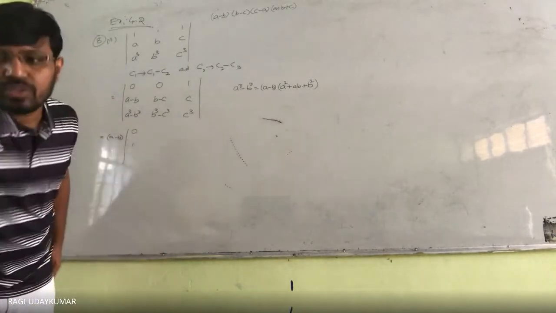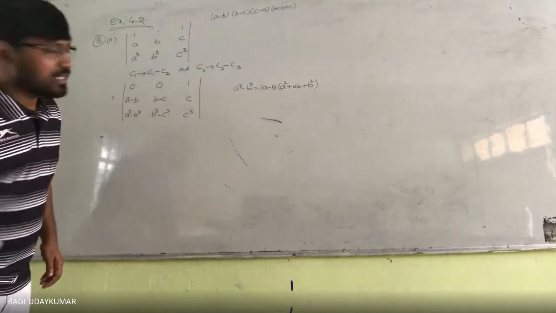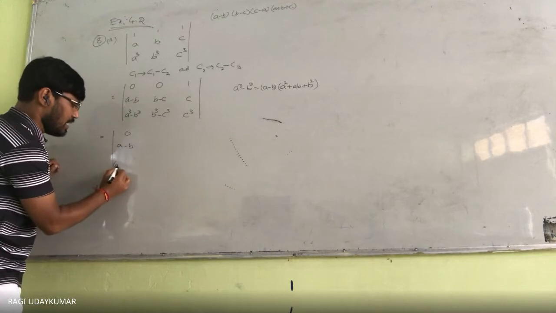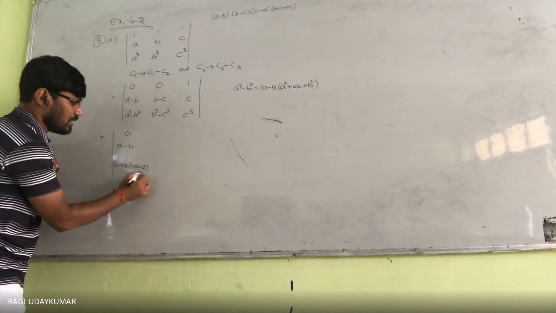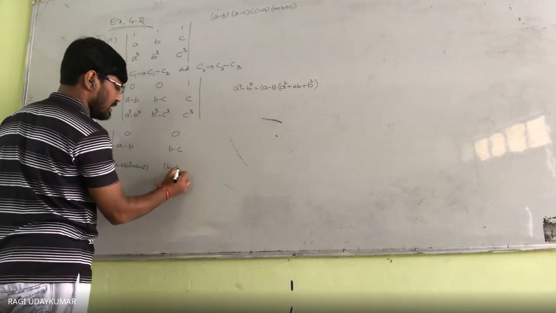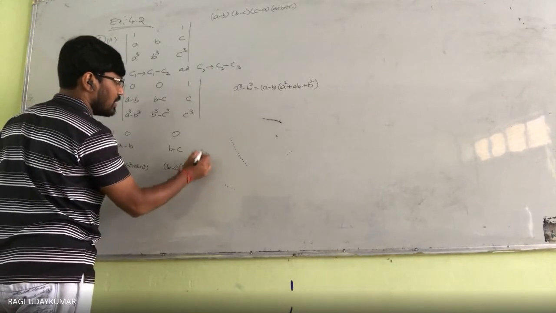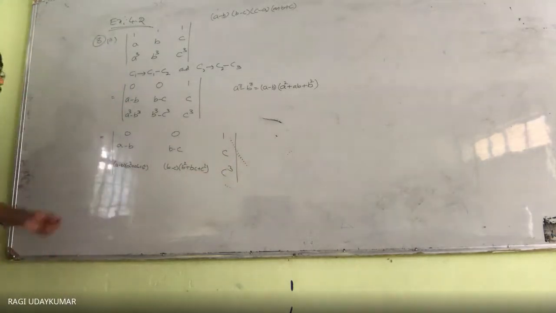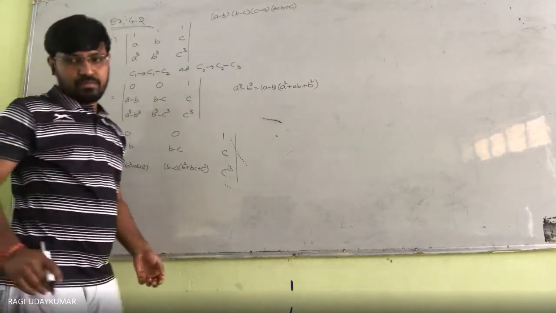If you get confused, you can add one more step directly. Instead of taking it out, you can write it as 0, A minus B. Here A minus B into A square plus AB plus B square. Here 0, B minus C, B minus C into B square plus BC plus C square. 1, C cube. Now you see here, from the first column A minus B, and from the second column B minus C can be taken common.